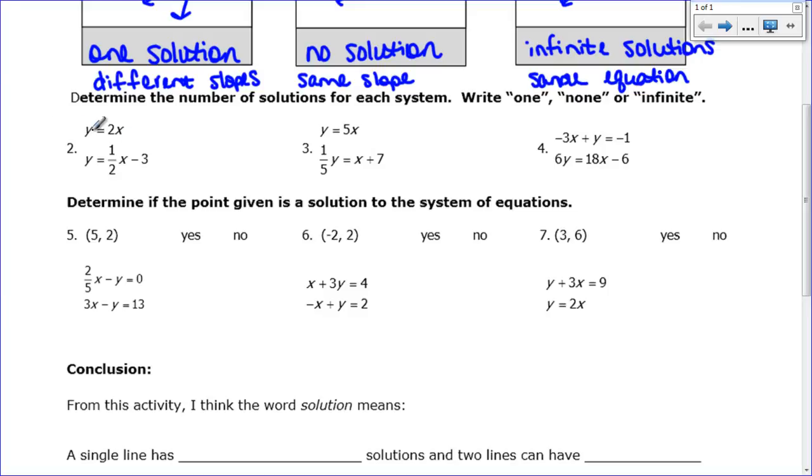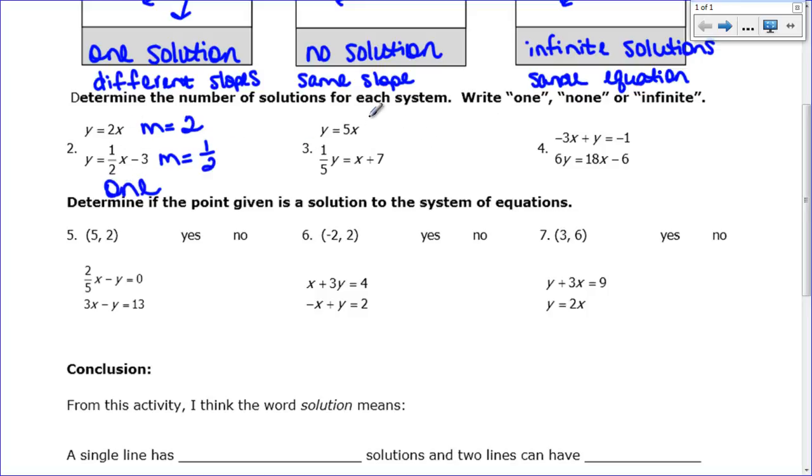If you look at number 2 here, this first equation is very easy. It's in slope-intercept form. I've got y equals 2x, so the slope is 2. And this equation is y equals 1/2 x minus 3, so the slope of this is 1/2. So they have different slopes, which means I'm going to have one solution. If I were to graph these on my calculator, you'd see that these two lines intersect one another.